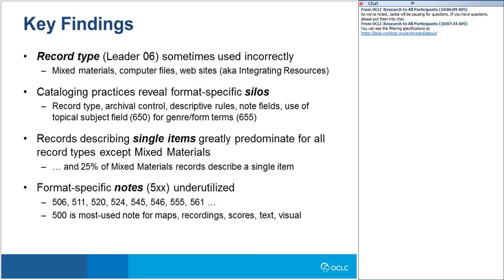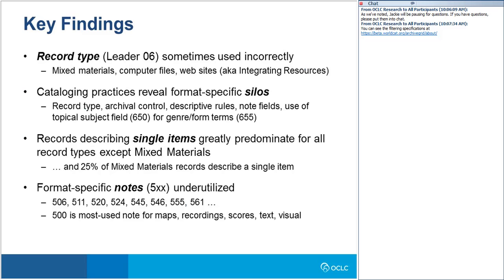First one, record type, which is Leader 6, is sometimes used incorrectly. Mixed material seems to be overused. Computer files is also overused for archival materials, and integrating resources, in my mind one of MARC's most obfuscating terms, which is where websites belong, is greatly underutilized by archivists.